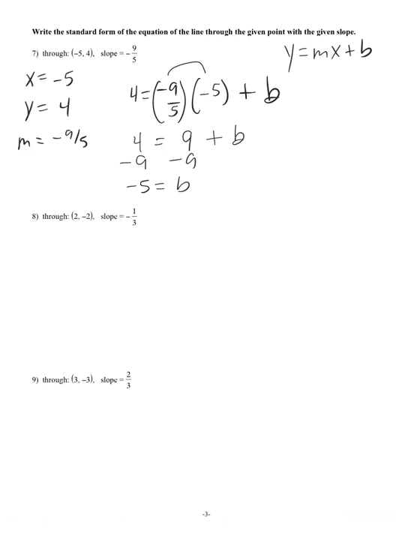So now I can put it together: y equals -9/5 x minus 5. Is this number 7? But that's not the answer though. Okay, so I didn't go far enough.